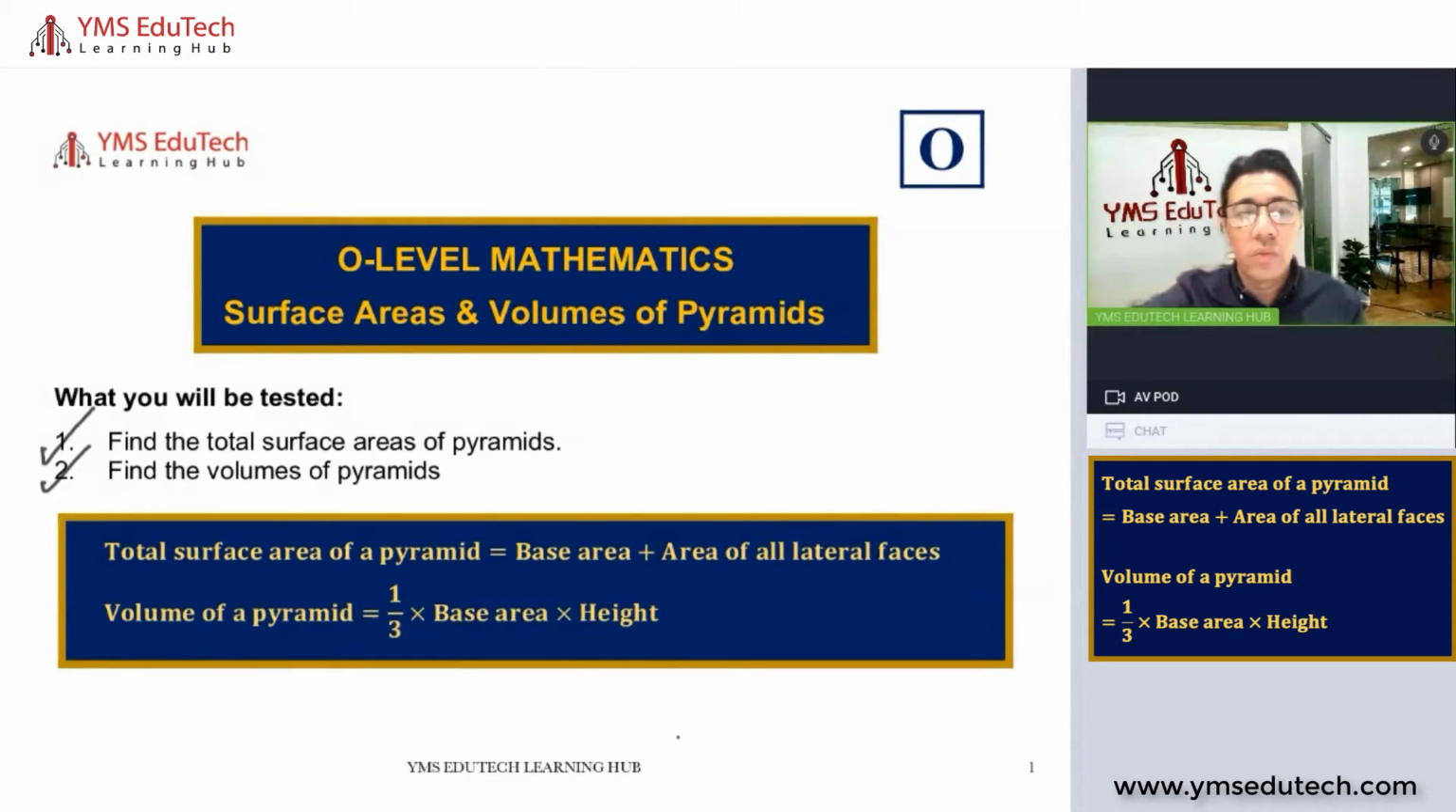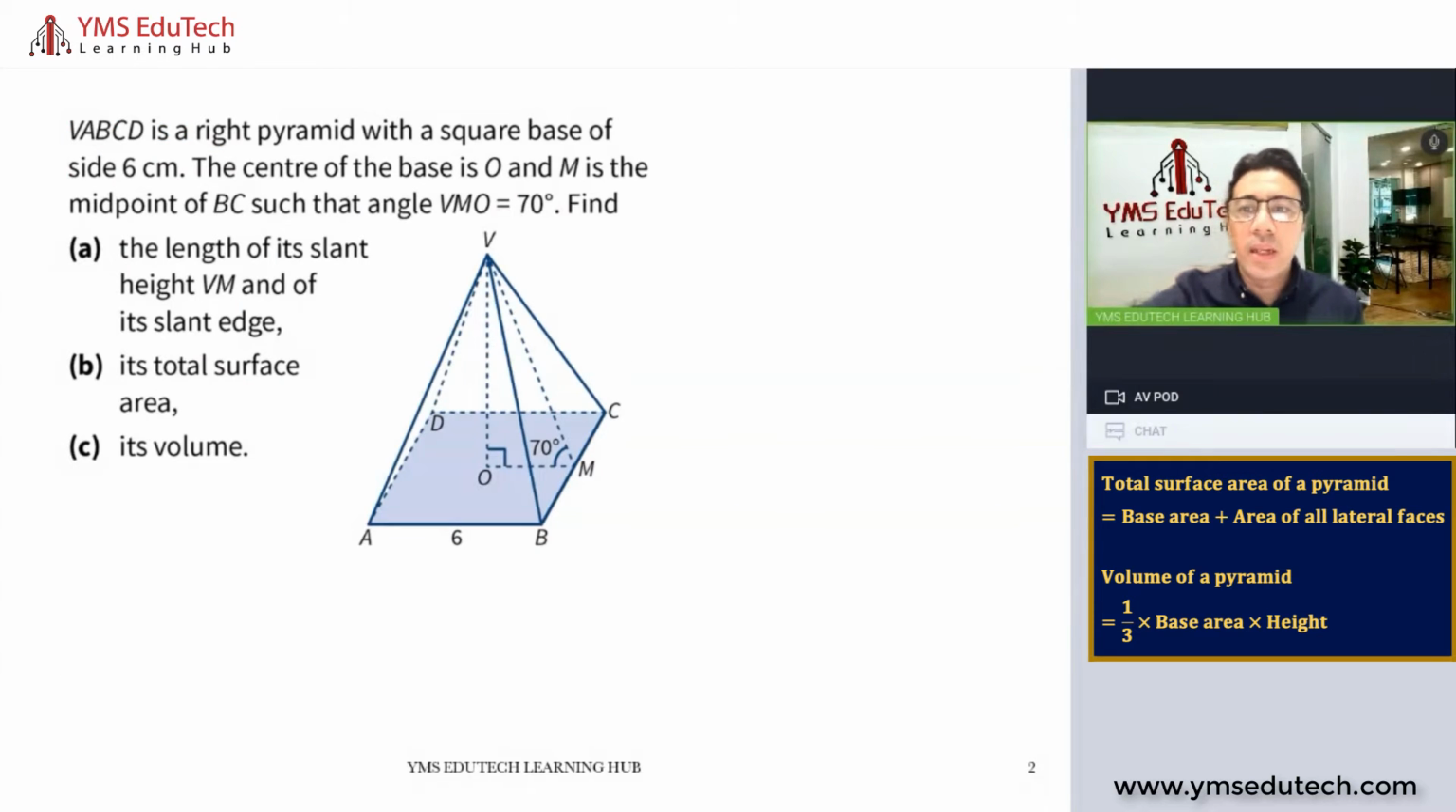Let's take a look at the two formulas that we'll be using for answering these questions. The first one, total surface area of a pyramid is equal to the base area plus the area of all lateral faces. The second formula, volume of pyramid, is 1/3 multiplied by base area multiplied by height. We will take a look at two questions that will test you on these two objectives.